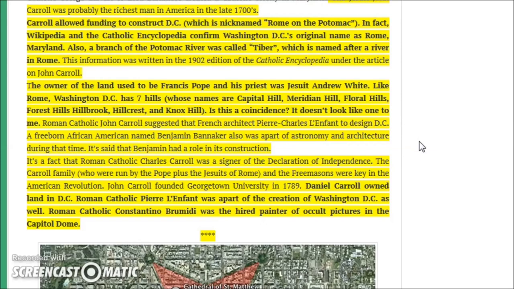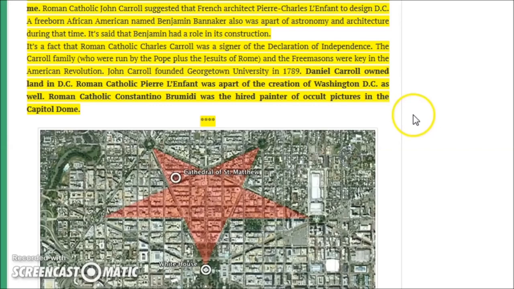It is said that Benjamin had a role in its construction, along with L'Enfant. It's a fact that Roman Catholic Charles Carroll was a signer of the Declaration of Independence. The Carroll family, who were run by the Pope plus the Jesuits of Rome and the Freemasons, were key in the American Revolution. In fact, George Washington, in his Masonic attire, laid the cornerstone to the Capitol building.